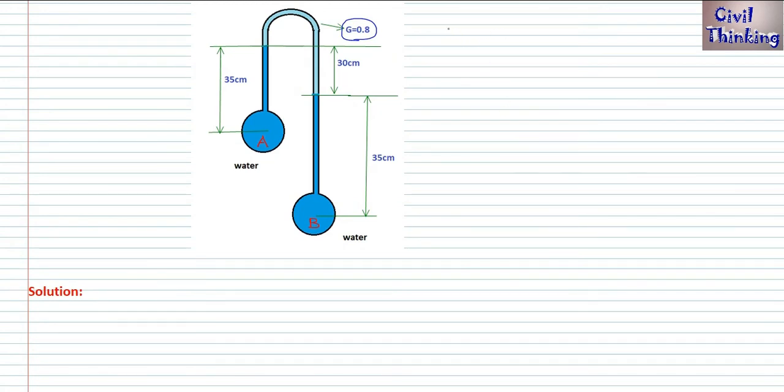Let me solve here. Here is the solution. Now let's use the rule. First we have to begin from any pipe. Let's begin from pipe A. So we write the pressure at A. Now where is the interface? We are moving upwards, right? So negative.